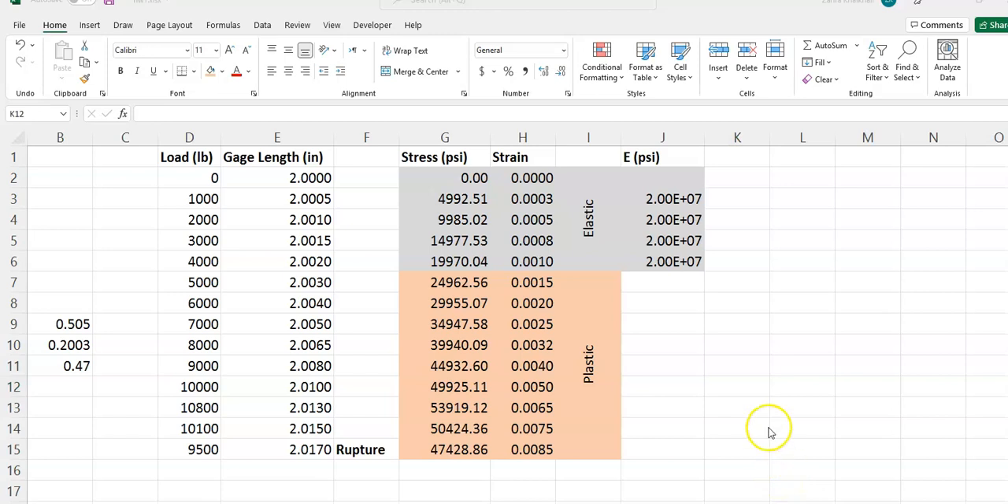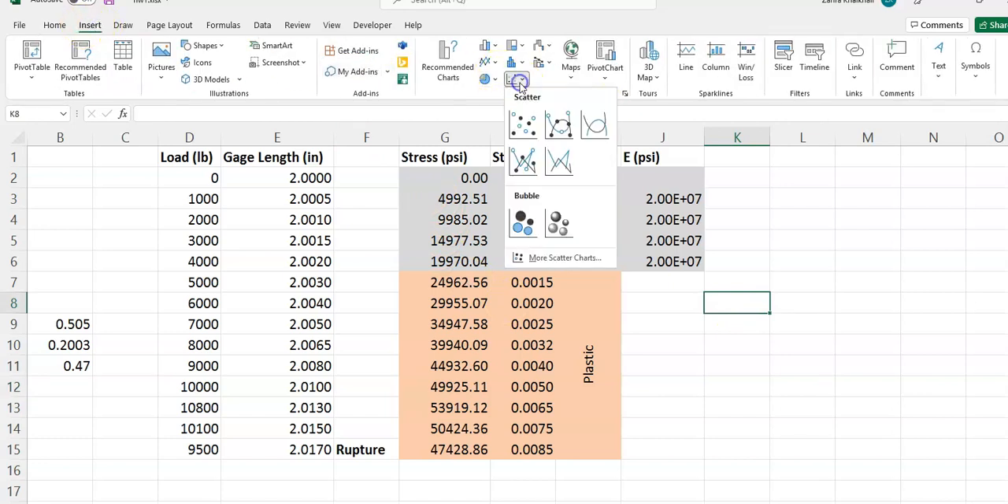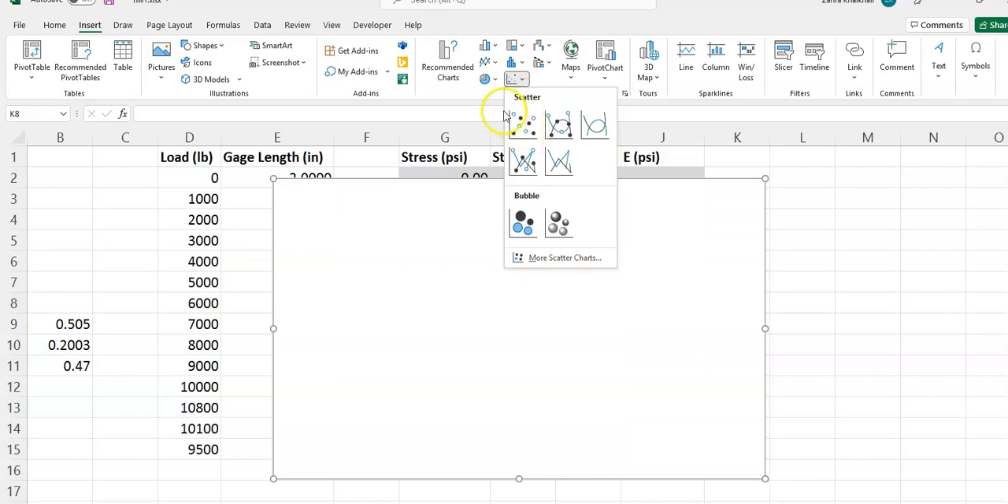Let's go ahead and create the stress-strain plot. So I'm gonna use the Insert tab. From the chart type, I would select this scatter type.